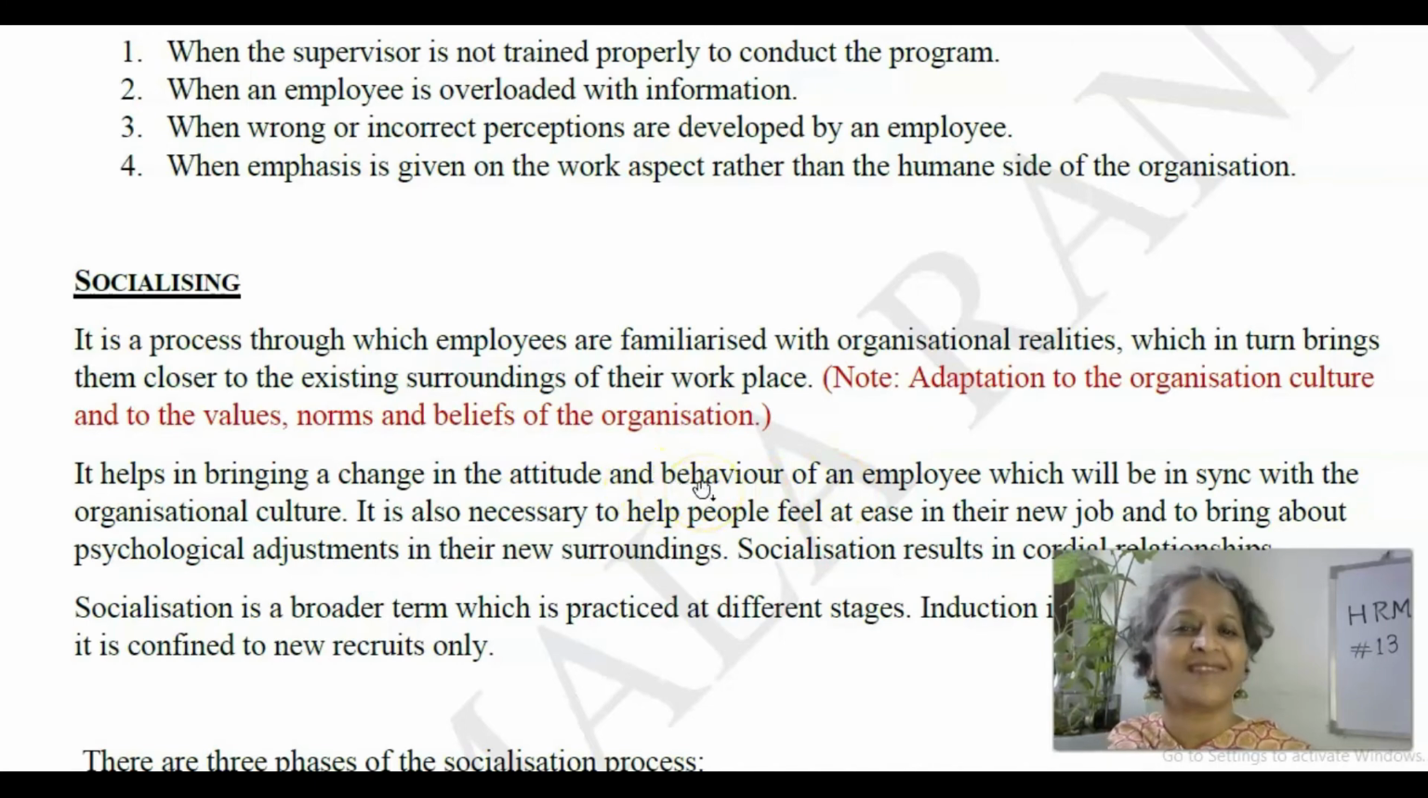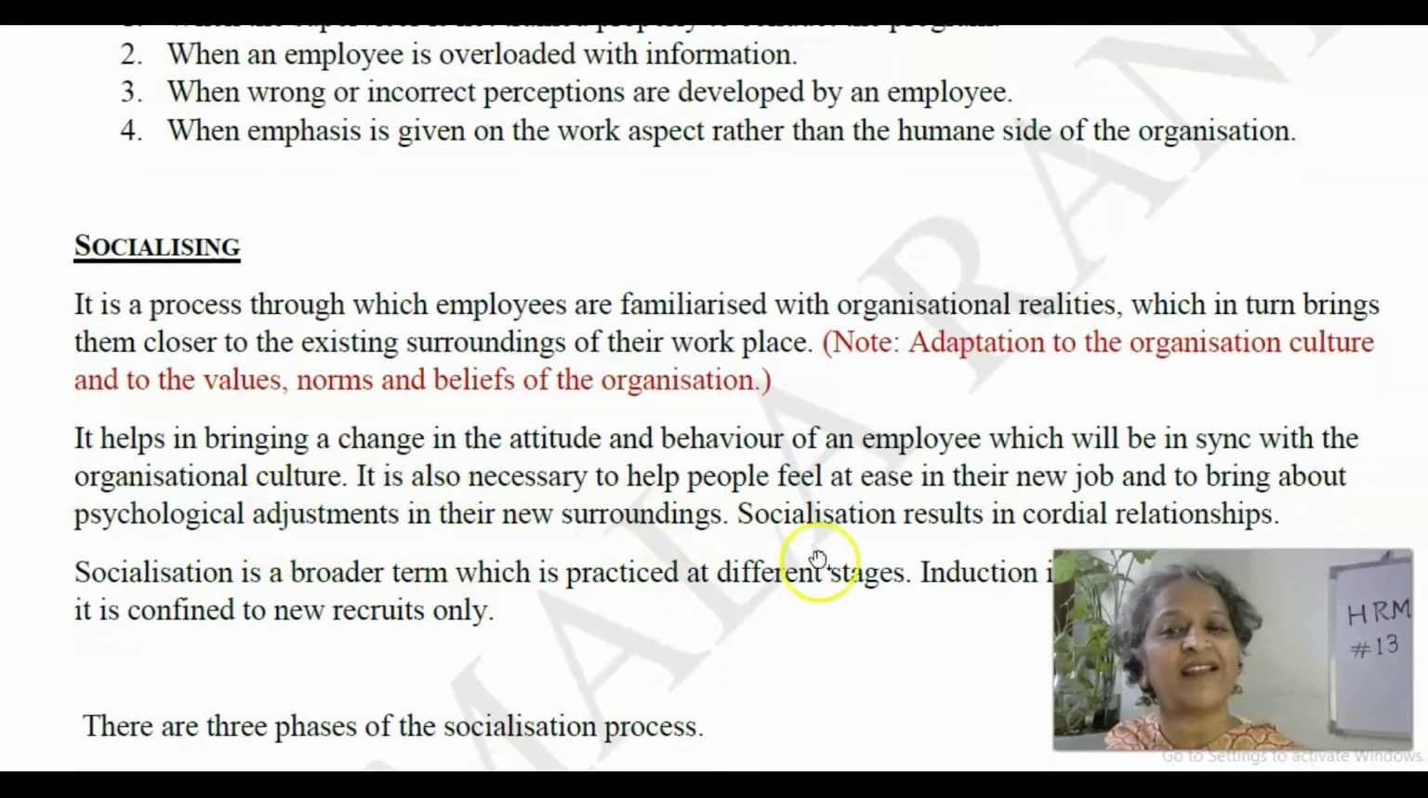And therefore the people organizing these programs, be it induction, be it orientation or socialization, must be careful of giving a good impression about the co-workers and of the organization to these new employees. It is also necessary to help people feel comfortable in their new job, because now they have come to a new surrounding and they have to work with the new people. So there may be some sort of hesitations, there may be some sort of anxiety.